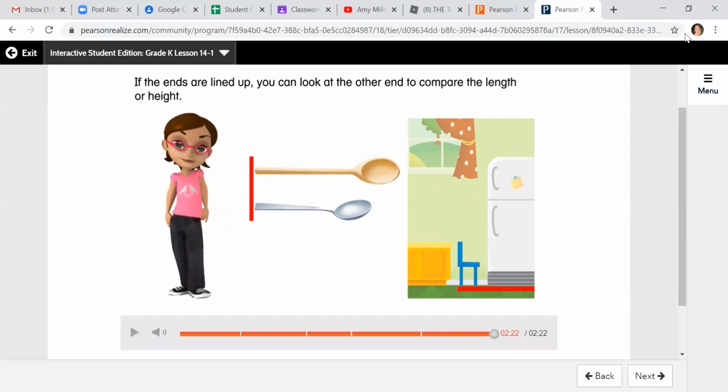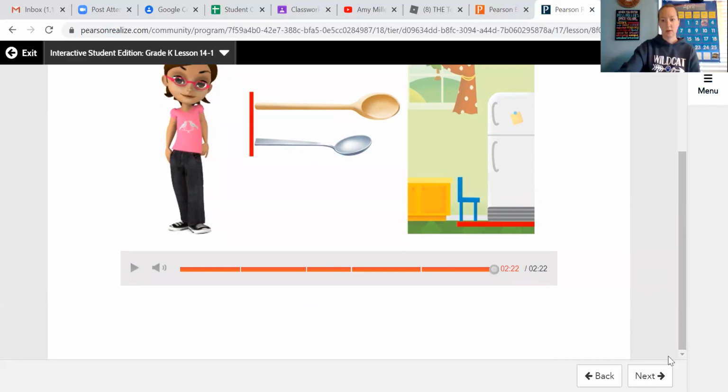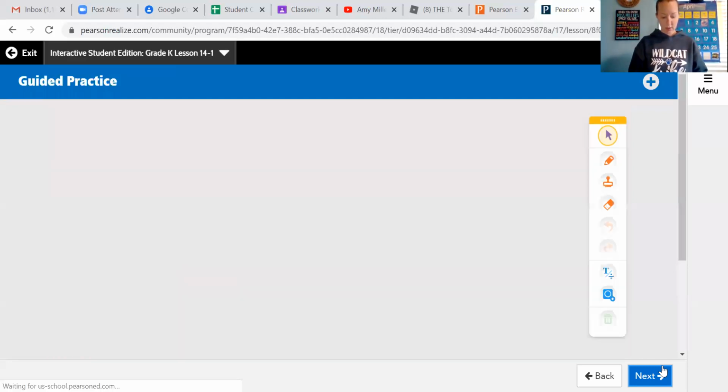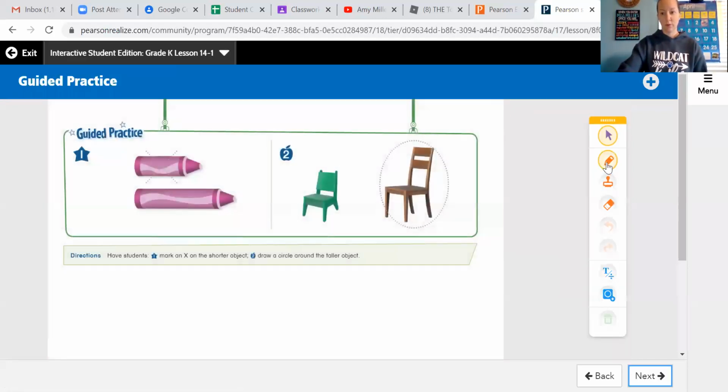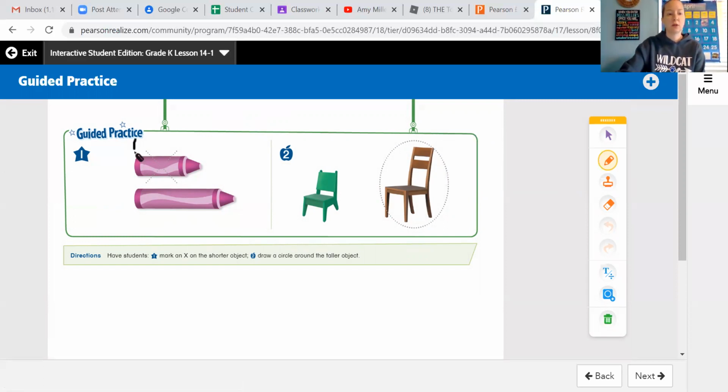All right, friends, let's get started. On your first two, they already did them for you as always, but we are going to do them together. Number one, you see two purple crayons. It says mark an X on the shorter objects. So remember, first what you could do is draw a line right here. This line shows that they are starting at the same spot.